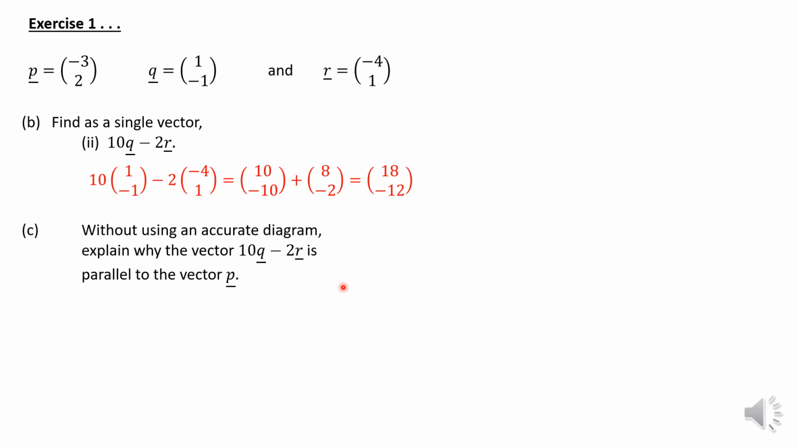So there's a question C here. We say, without making any diagrams, you're supposed to explain why this 10q minus 2r is parallel to vector p. So when you look at vector p there, it's negative 3, 2. So there must be a scalar that you can pull out there. And you will realize that 18, negative 12 is the same as when you take out that negative 6. And because that is the case, therefore these vectors are definitely going to be parallel. All right, so in the diagram you'll see one is longer than the other one, but they are all parallel and going in the same direction.